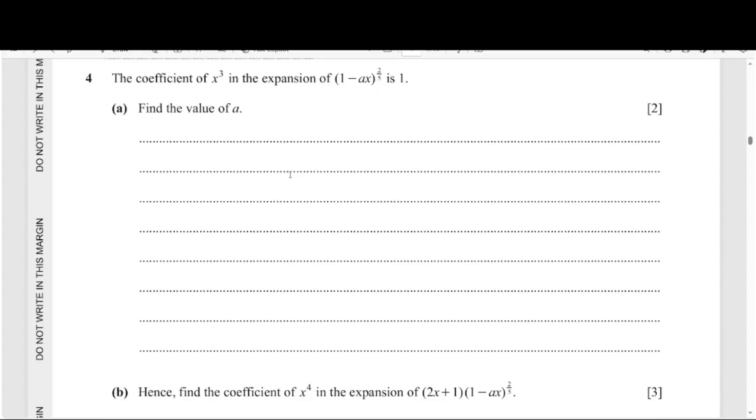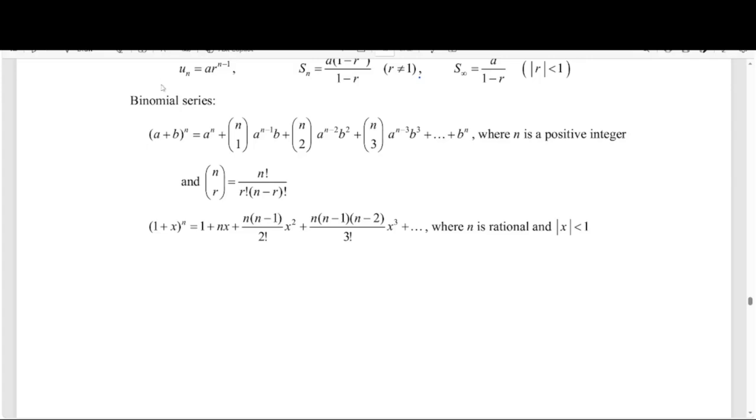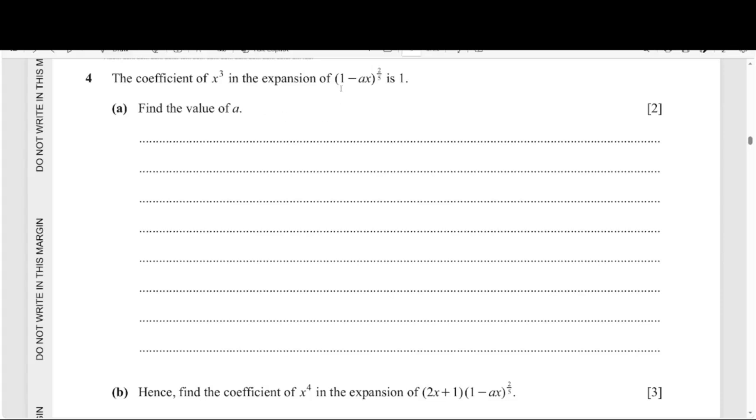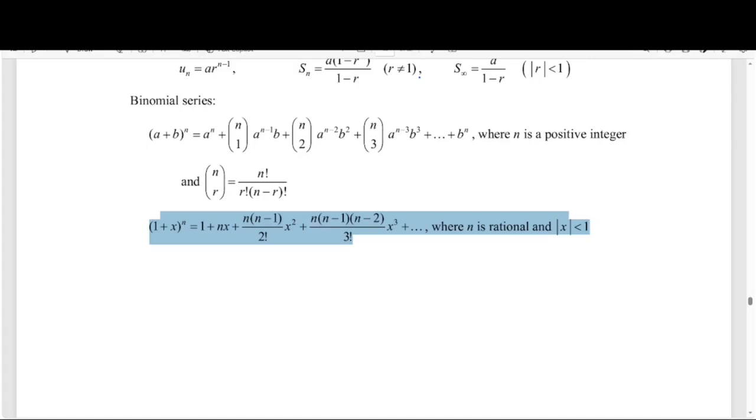So question number 4, the coefficient of x cubed in the expansion of this binomial is 1, and then we have to find the value of a. So this is a binomial expansion, and you check the formula page and you see it's over here. It's mostly for when the first term of the binomial to be expanded has a 1 in it, like this one, it has a 1 starting.